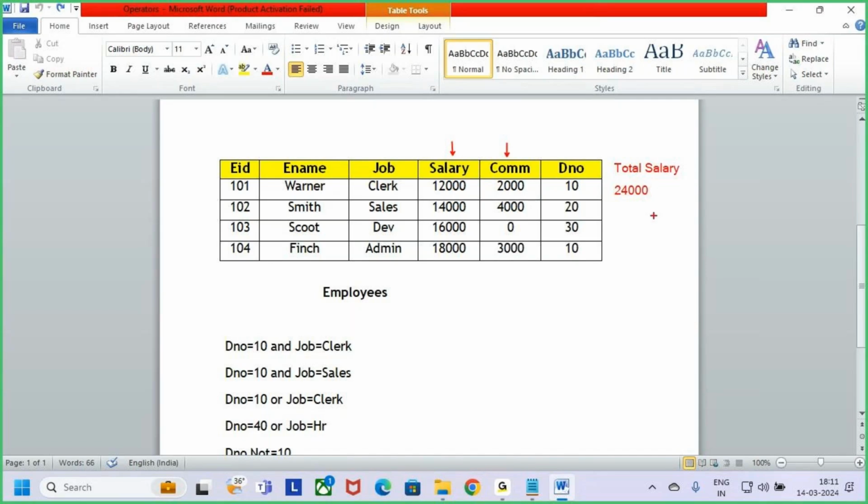And next, the second employee Smith, what's the basic salary? 14,000. What's the commission? 4,000. 14 plus 4, 18,000 is the total salary the employee is getting. So the total salary is 18,000.